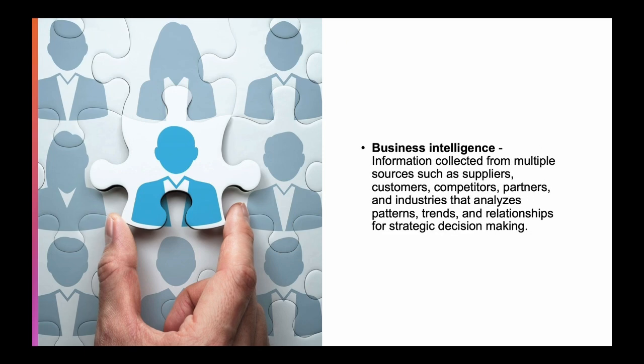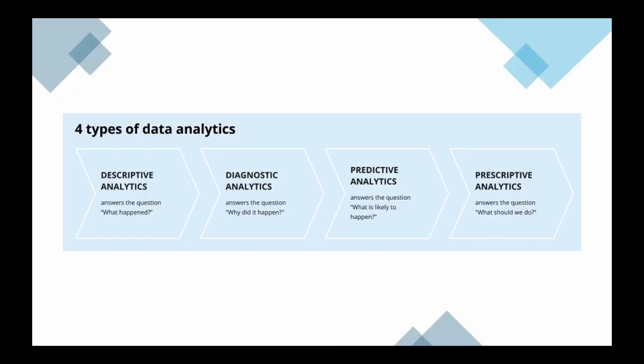Business intelligence definition هي information collected from multiple resources مثل suppliers, customers, competitors, partners, and industries, analyzing patterns, trends, and relationships for strategic decision making. Using business intelligence, we can gain knowledge.